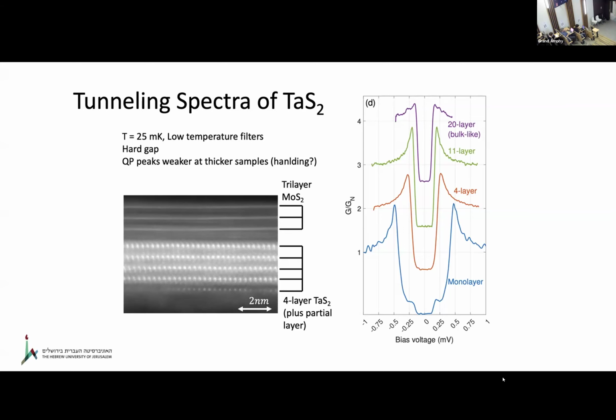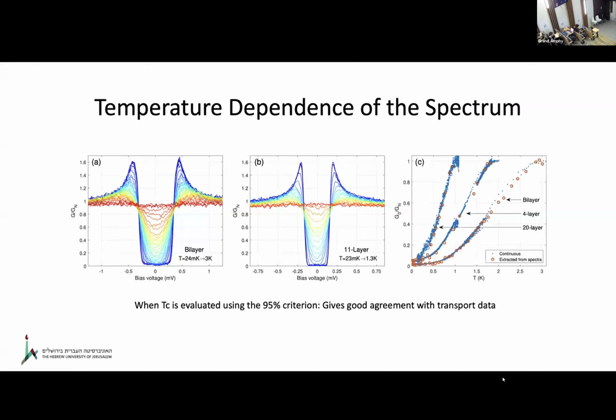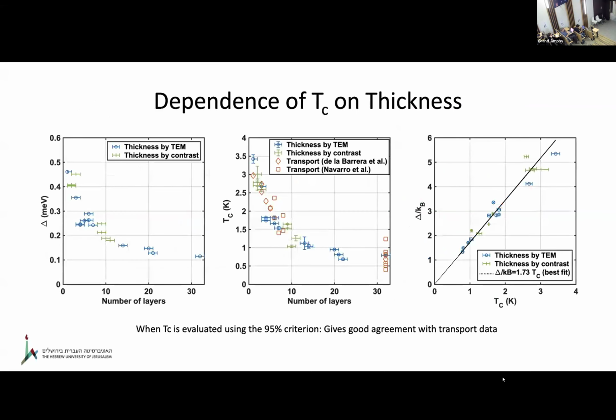And then we can do some quantitative work and see how various parameters are affected by thickness. For example, we can look at the critical temperature. We measure tunneling. This is how we measured the TC. We just track the G naught right here at the center of the gap. This is bilayer and 4-layer and 20-layer. And we can extract the delta versus the number of layers.